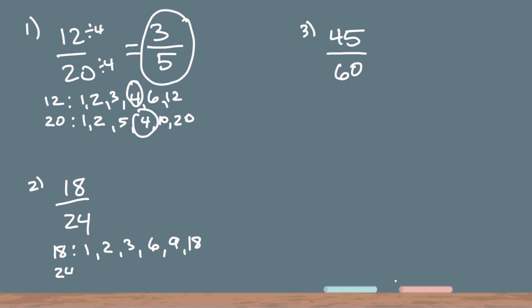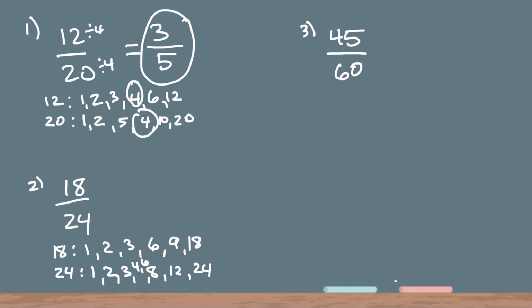Now let's move on to 24. Again, start with 1 times 24 is 24. 2 times 12 is 24. 3 times 8 is 24. And then we have a 4 and a 6. 4 times 6 is 24. I kind of ran out of room, so I put it on the top. So on the bottom, we have the factors of 24.